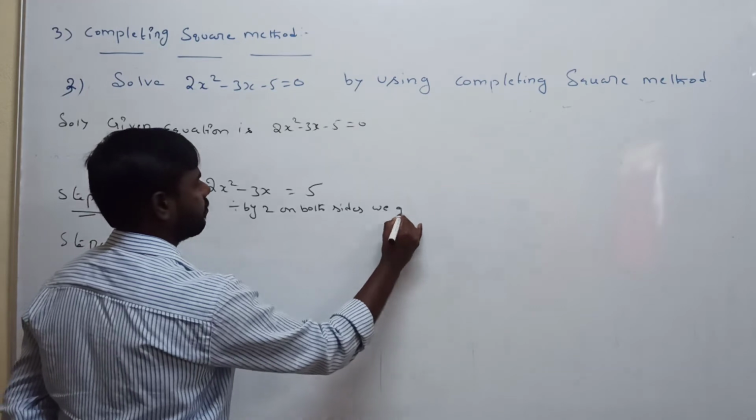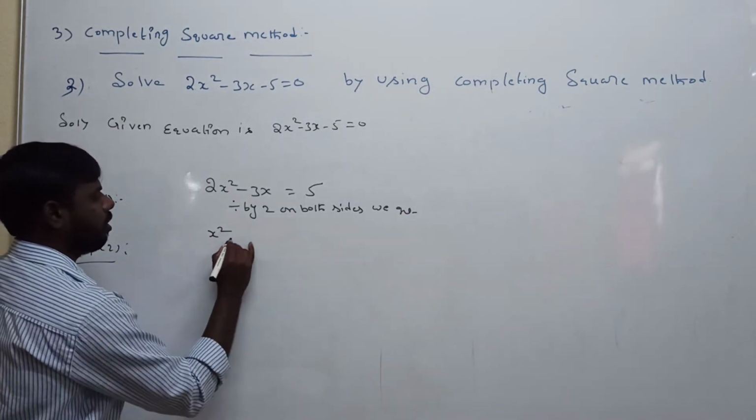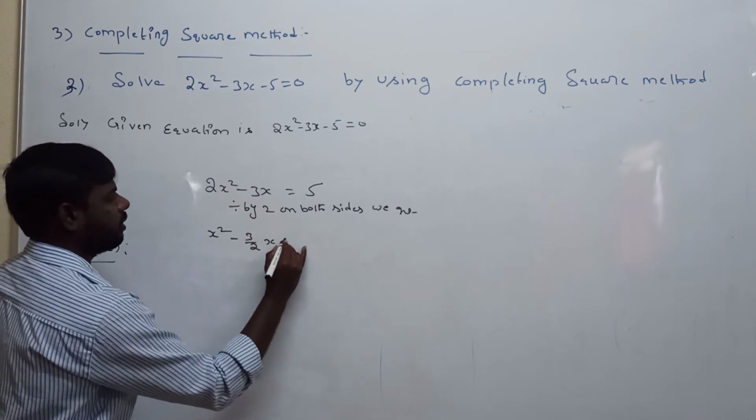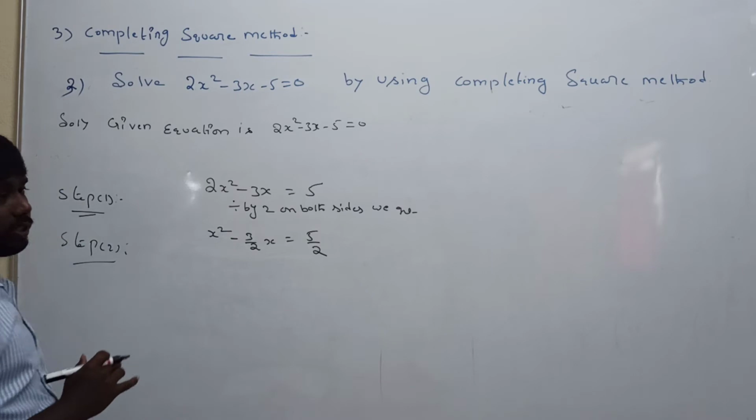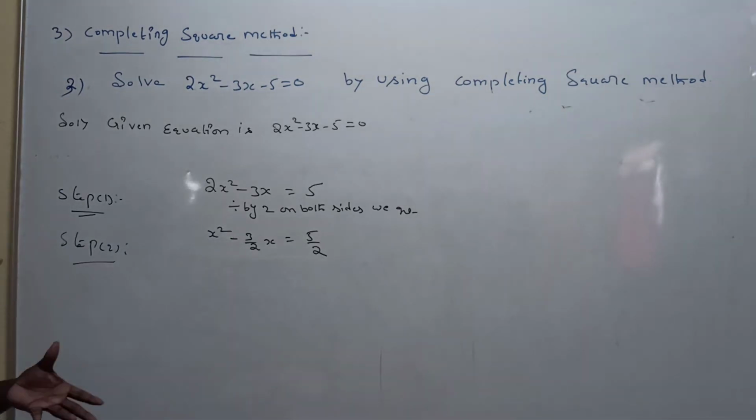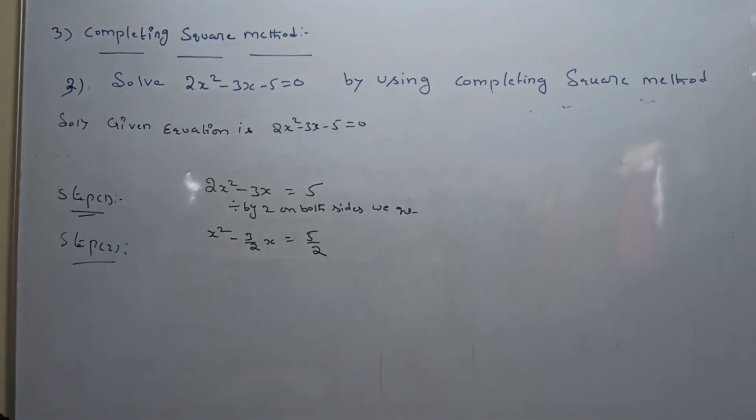We get, so we are eliminating 2 by 2. 1 minus 3 by 2 x is equal to 5 by 2. Why are you eliminating? Because easily you have to convert to the a square plus 2ab plus b square form. Extra 2 is there, that's why we eliminate 2, meaning both sides are divided by 2. Now easily convert to the a square minus 2ab plus b square form.